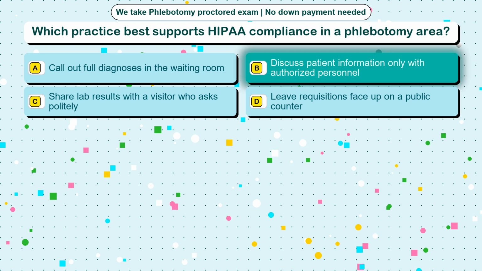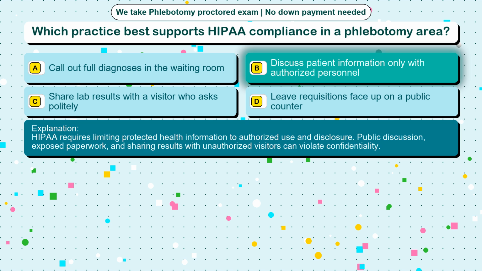The correct answer is option B. Discuss patient information only with authorized personnel. HIPAA requires limiting protected health information to authorized use and disclosure. Public discussion, exposed paperwork, and sharing results with unauthorized visitors can violate confidentiality.